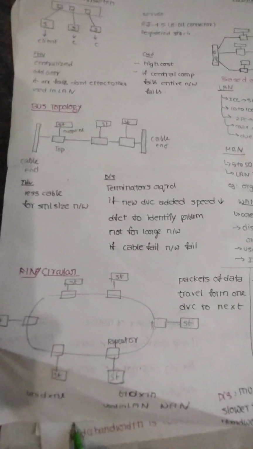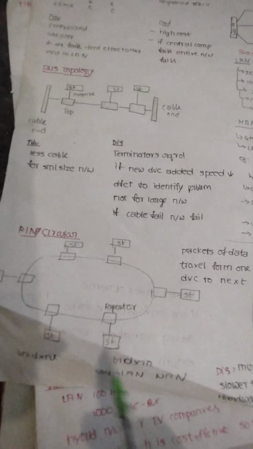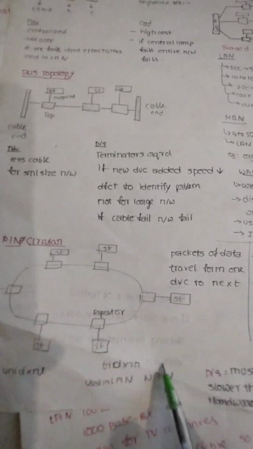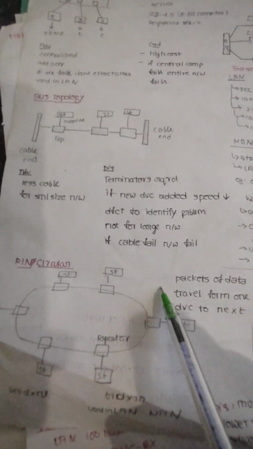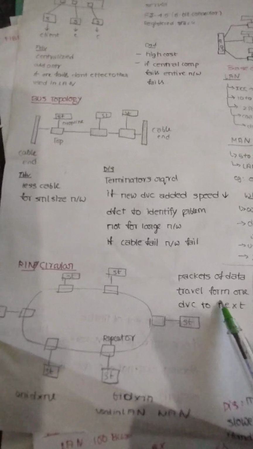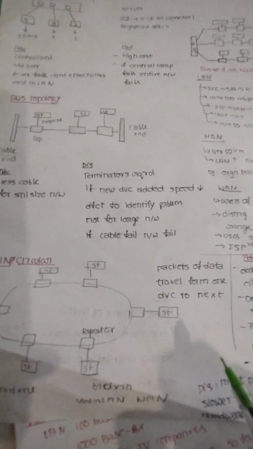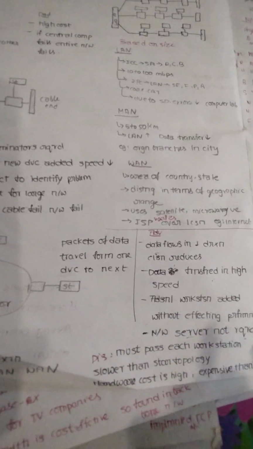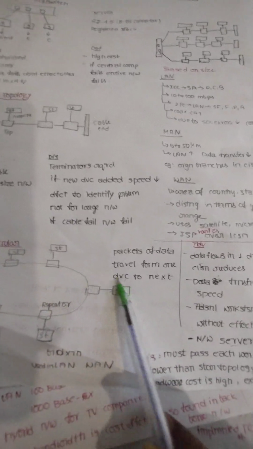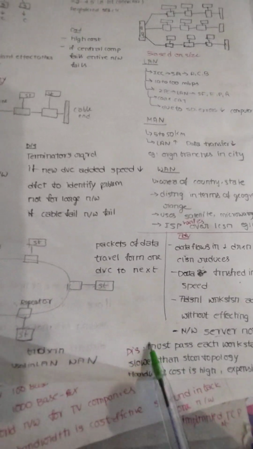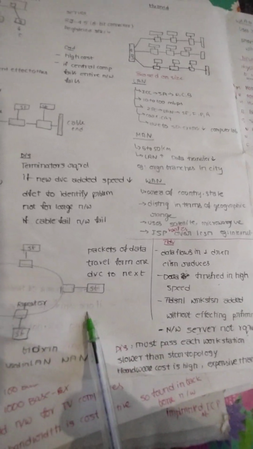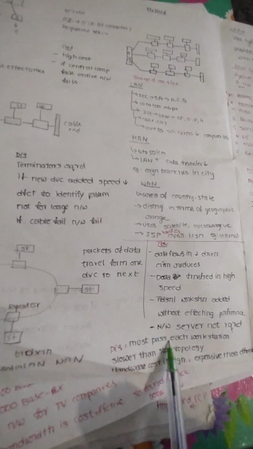And it is unidirectional. In ring topology, we have only one direction. And there is also bidirectional. But in bidirectional, we will use LAN and WAN. In ring topology, packets of data travel from one device to another. What is the disadvantage? The disadvantage is that data must pass each workstation, so it is slower than star topology. As it is a ring topology, we should pass one by one to all stations, and it is always slower than star topology. Here hardware cost is high as we are using repeaters. It is more expensive than Ethernet.